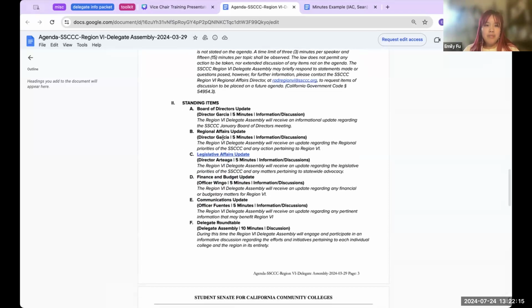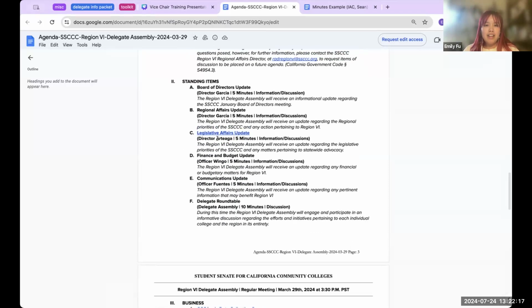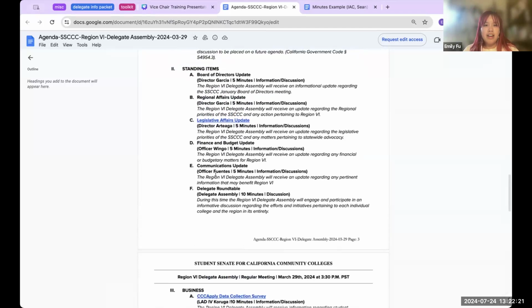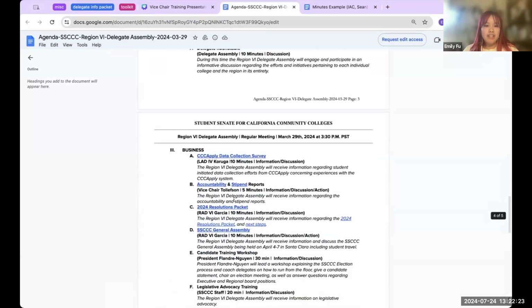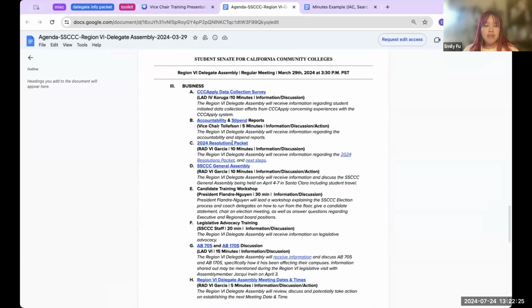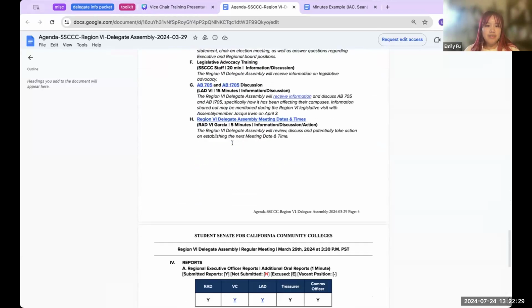and then it will just be standing items. Standing items can vary from meeting to meeting, so this all varies. And then you go into business, where you have to take actions and discuss.